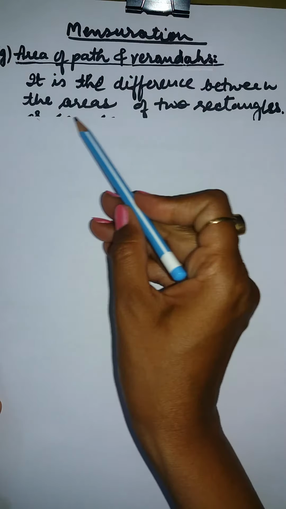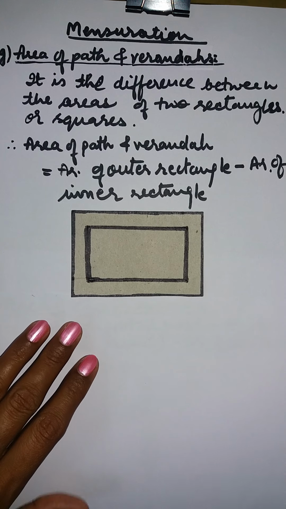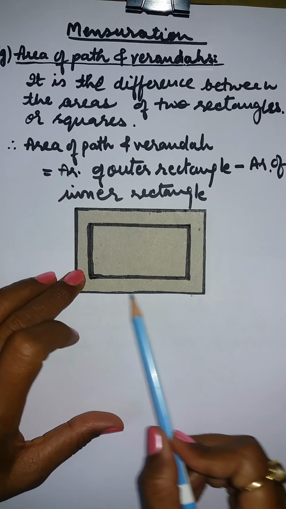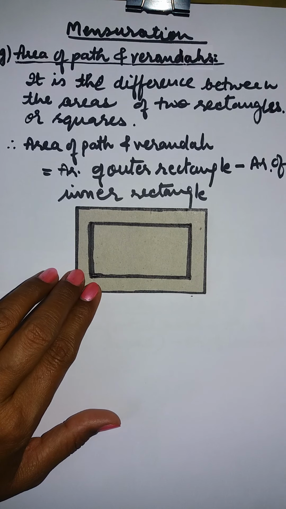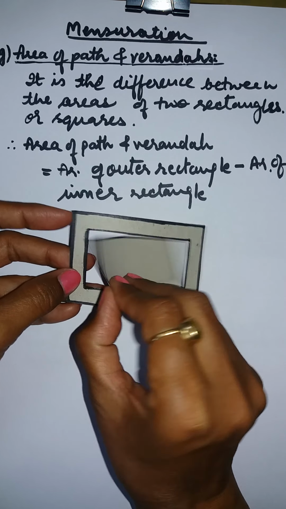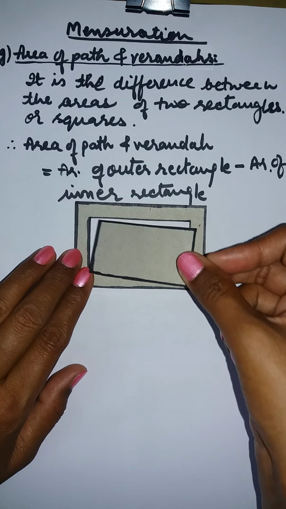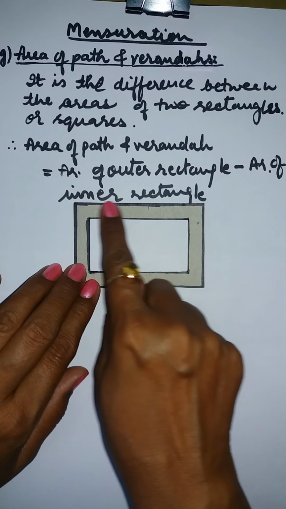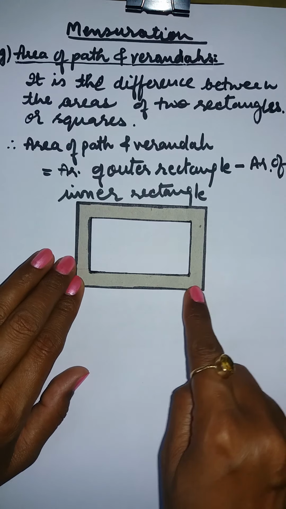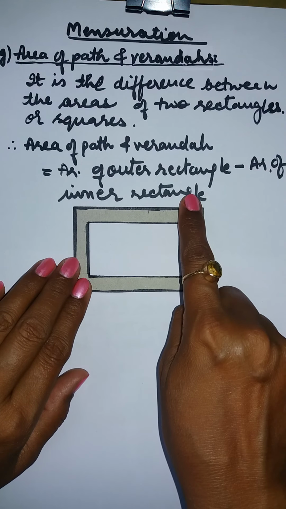Area of paths and verandas. It is the difference between the areas of two rectangles. The outer rectangle and the inner rectangle. So if we subtract the area of inner rectangle from the area of the outer rectangle, this is the area of inner rectangle which I have removed after cutting. So this is nothing but the area of paths and veranda. Area of outer rectangle minus area of inner rectangle.